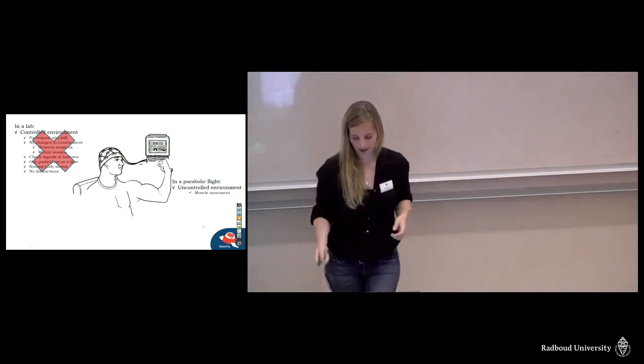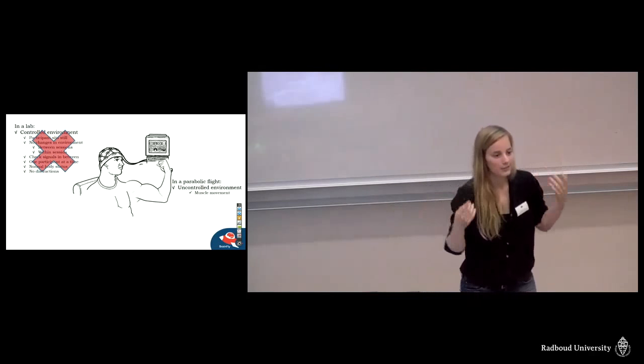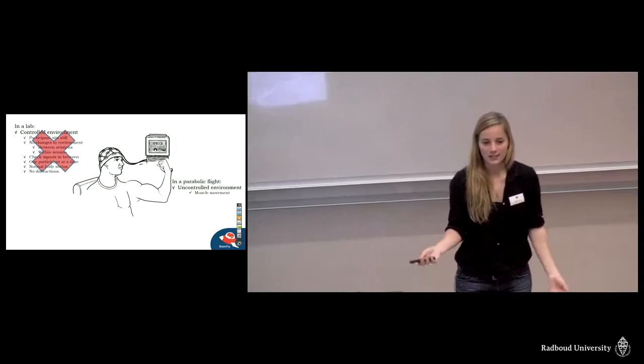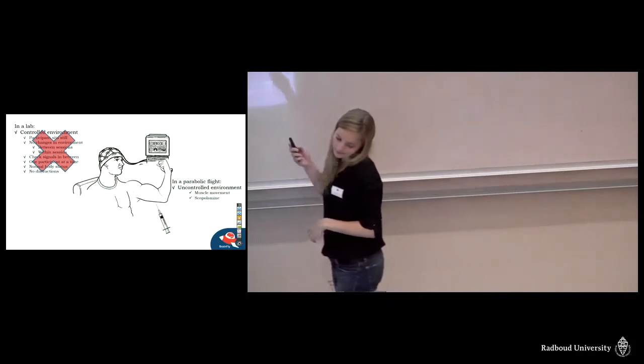First of all, there was a lot of muscle movement. Because if you're flying around or even twice as heavy, your muscles kind of go in all directions. So this would show up on the EEG system as well.